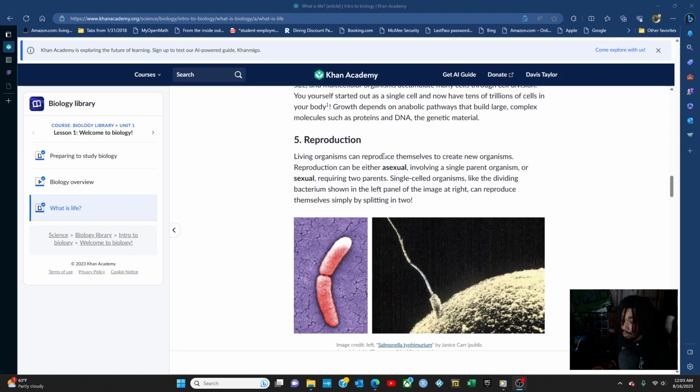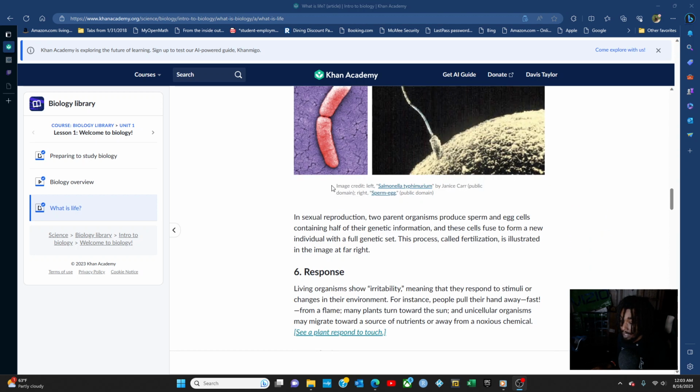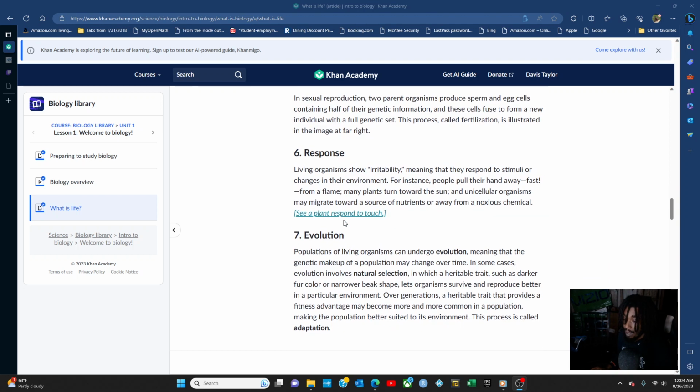Reproduction. Living organisms can reproduce themselves to create new organisms. That is true. Reproduction can be either asexual, involving a single parent, or sexual, requiring two parents. So I'm happy that we know that. In sexual reproduction, two organisms produce sperm and eggs. Yeah, of course.